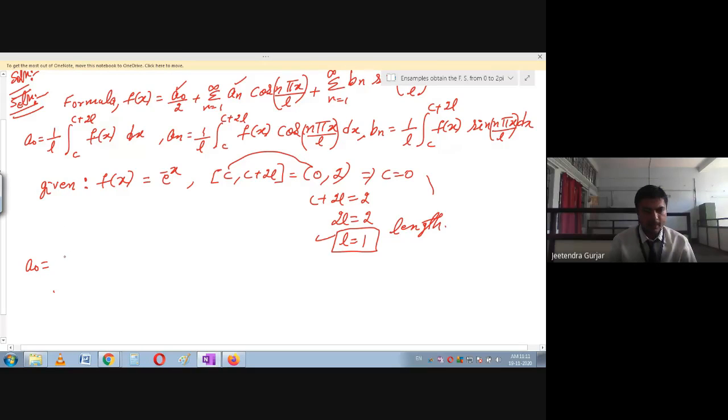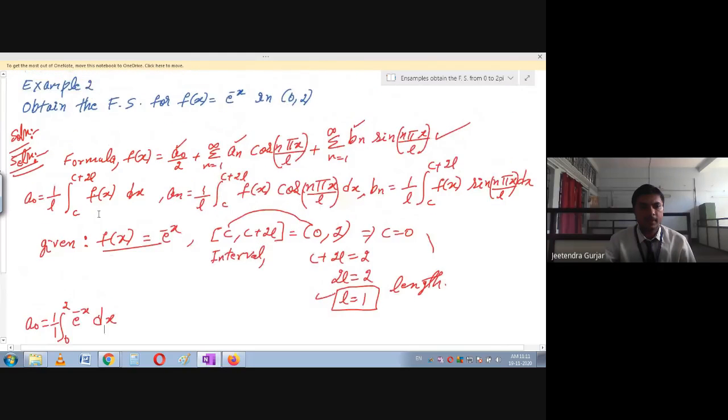Then we have the integration. You can see the interval. This is our interval. Please go through this interval once again. So you can see it is 0 to 2. Our length is 1, so I have taken 1 here. Integration is from 0 to 2. Then f of x. What is f of x, students? Yes, it is e raised to minus x. So I will substitute e raised to minus x, and dx remains as it is.